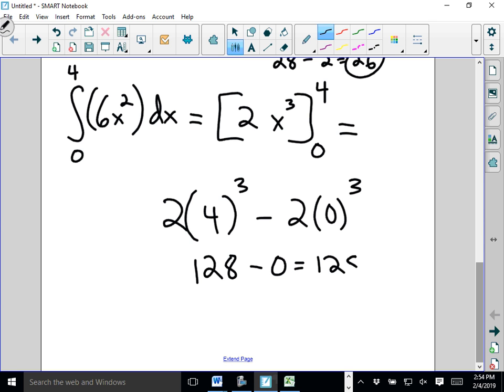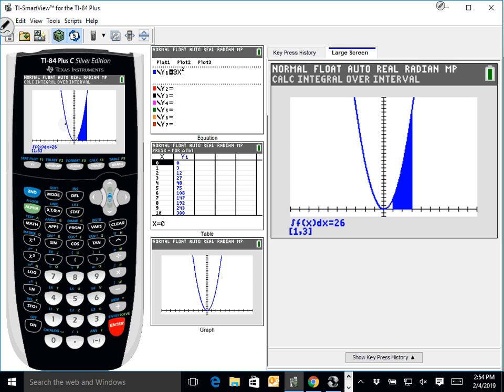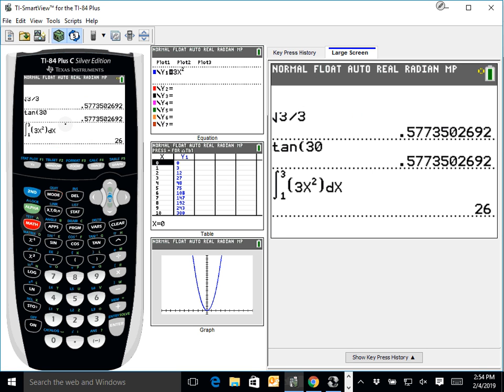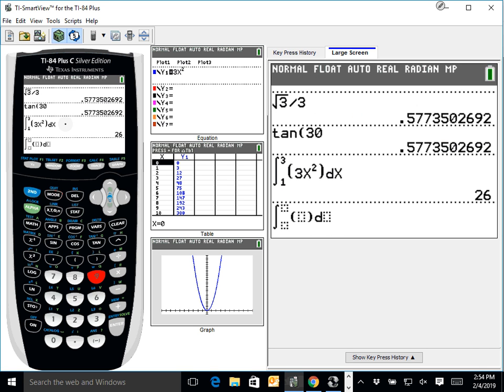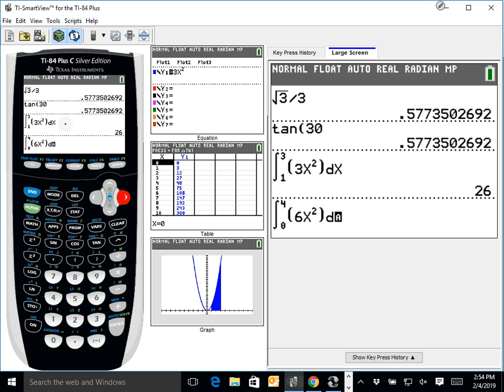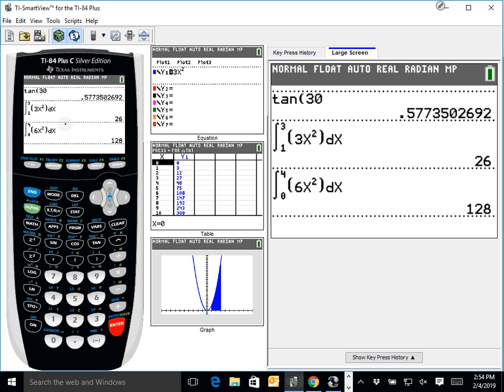Again, we can double check this on our calculator. And again, I'll do math 9, integral 0 to 4 of 6x squared dx. Right, and I can confirm my answer of 128. Okay, let's go back and try another one.